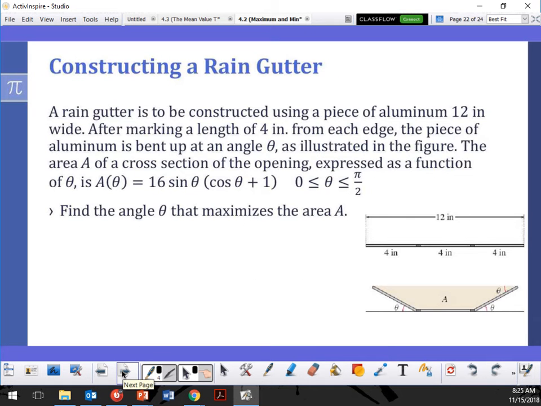All right, so rain gutter. A rain gutter is to be constructed by using a piece of aluminum 12 inches wide after marking a length of 4 inches from each end. So here it is right here.